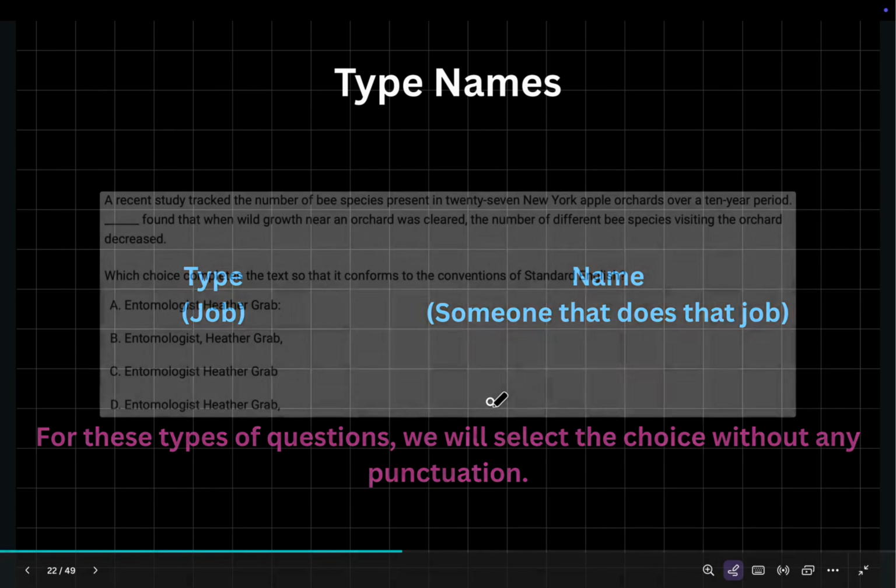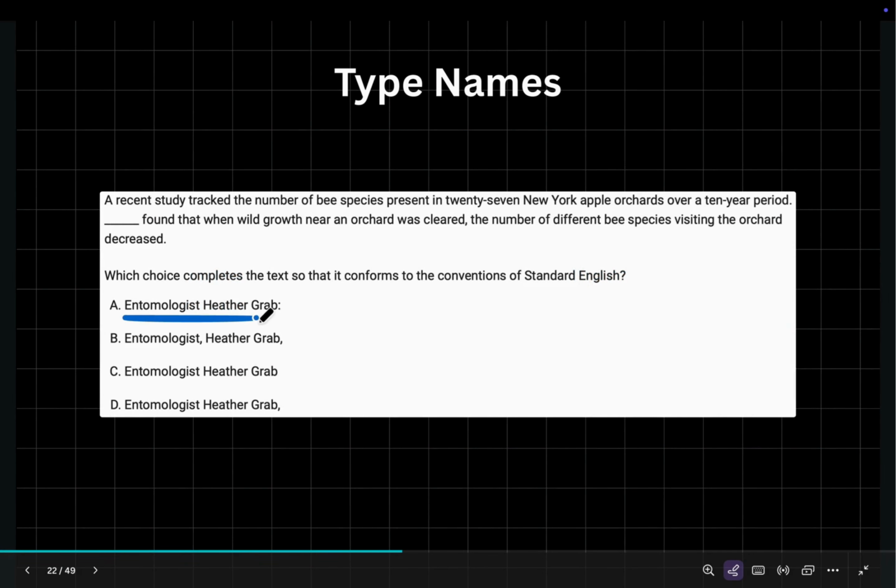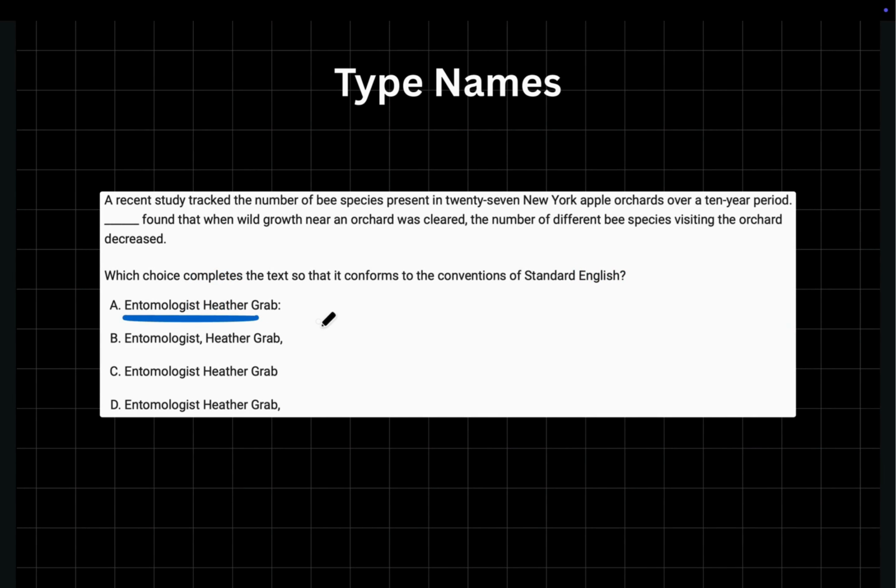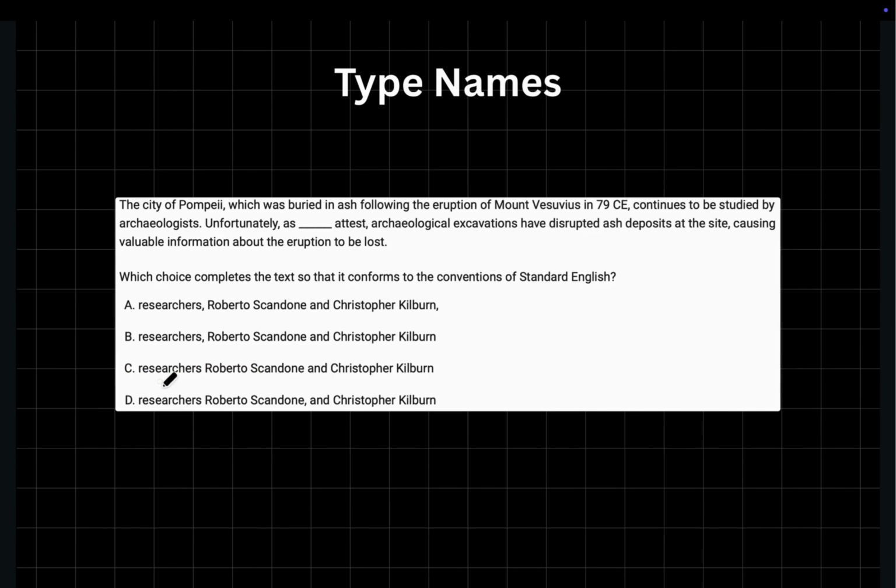And here I can see it says entomologist Heather Grapp. Entomologist is a job or type, and Heather Grapp is the name of the person doing that job. So for these ones, we will select the choice without any punctuation, so choice C. What about this next question? Try to solve it on your own.